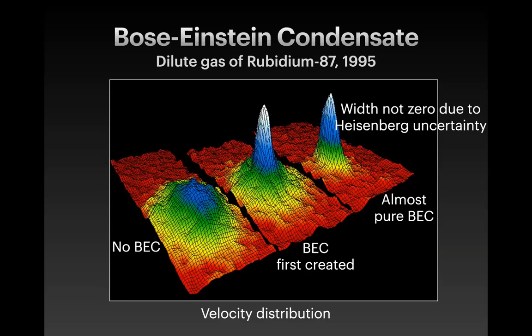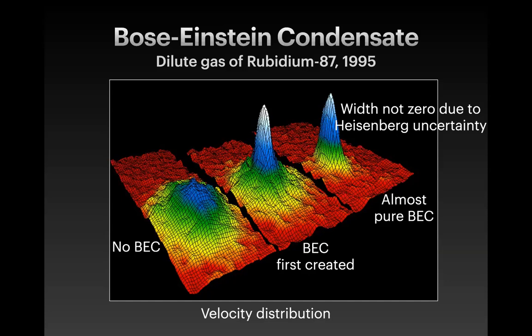So you could see when there's no Bose-Einstein condensate, it's well distributed. And then when the Bose-Einstein condensate is first created, you get that sharp peak at 0, 0, right? So at 0 velocity. Then they continue decreasing the temperature, and you get an almost pure Bose-Einstein condensate. In the middle picture, you get a fair amount of yellow and green, but things all coalesce into that single peak.